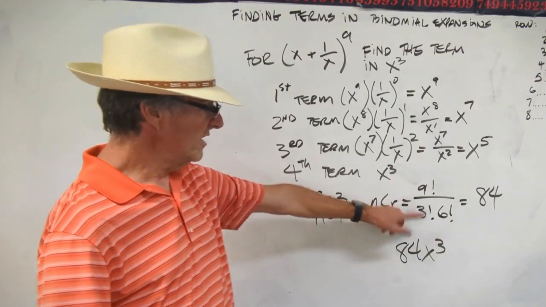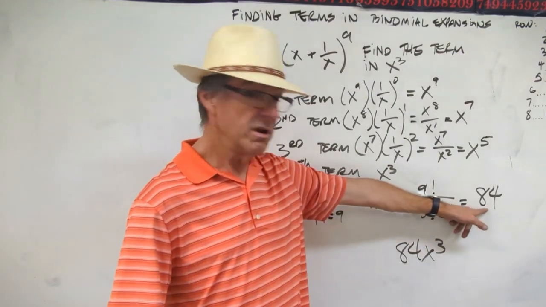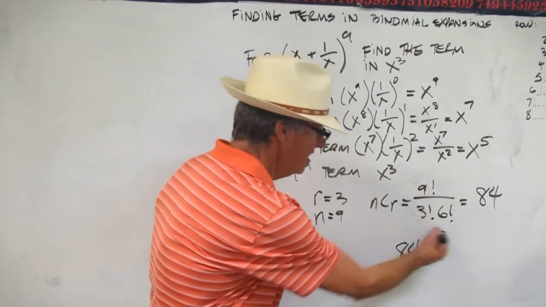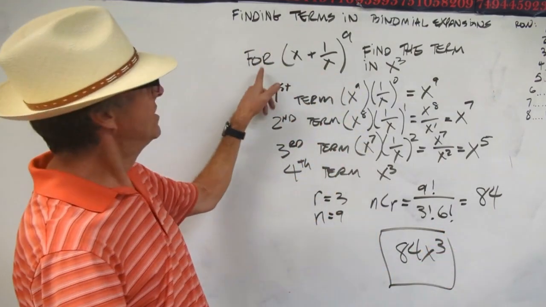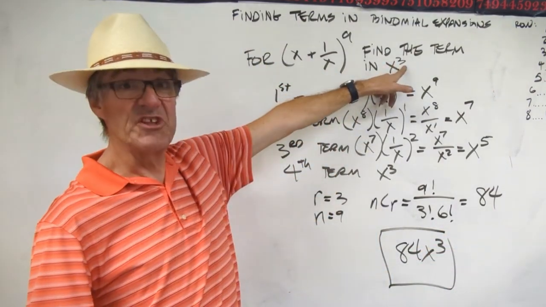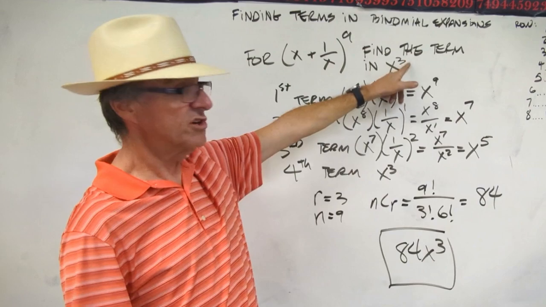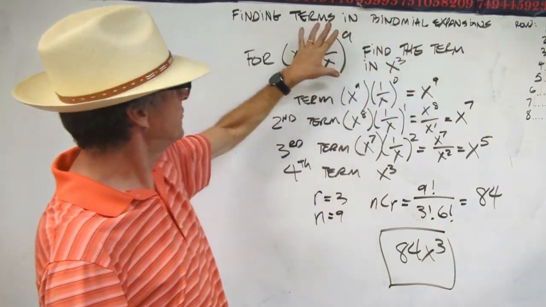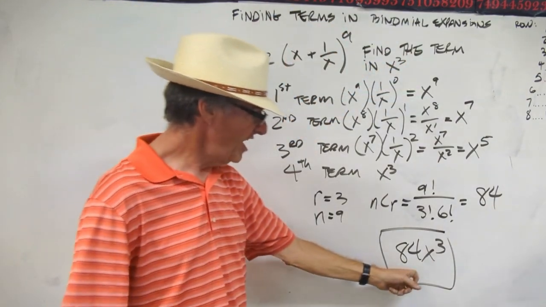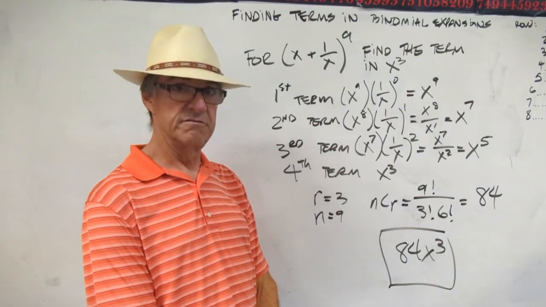Okay, so when I crunch the numbers on that, I get 84, and then, so this gives me this term, which is the term with x to the 3rd. They didn't even tell us what term it was. Turns out it's the fourth term. So the fourth term of that expansion is 84x to the 3rd.